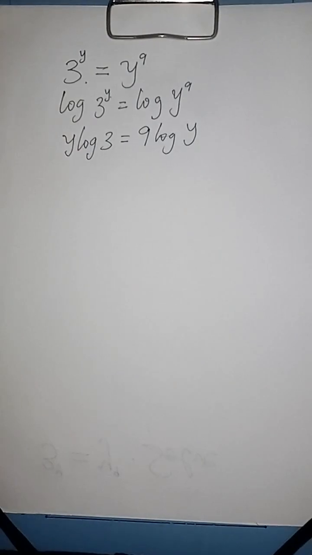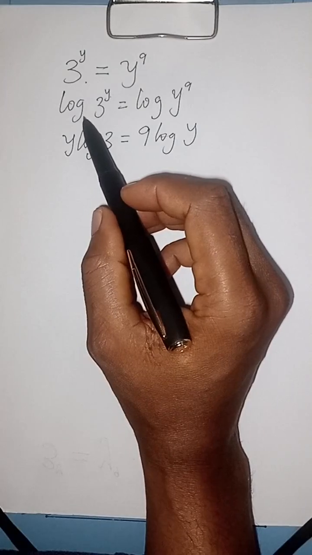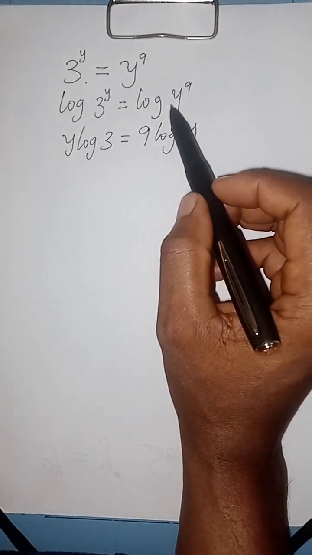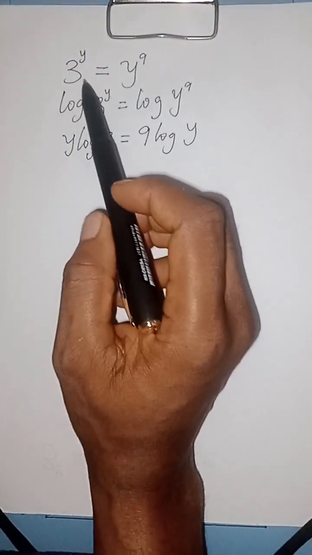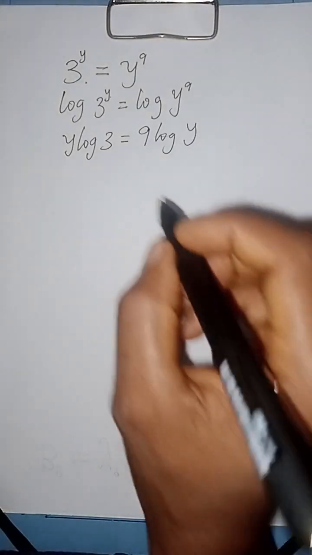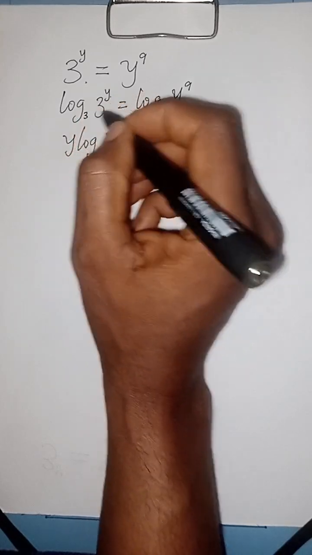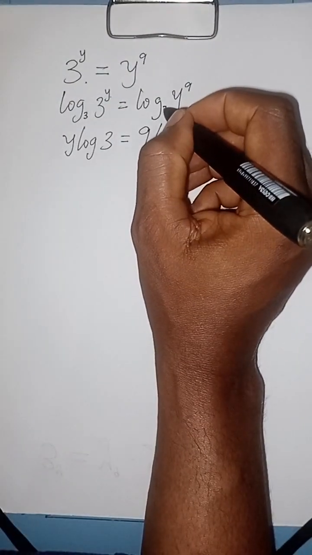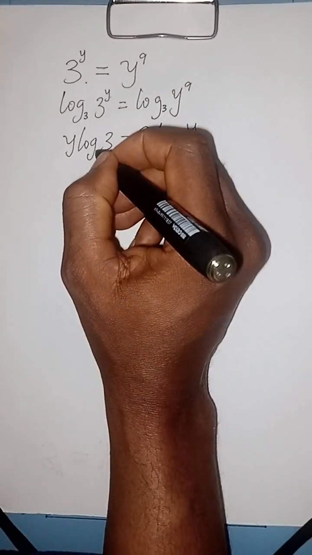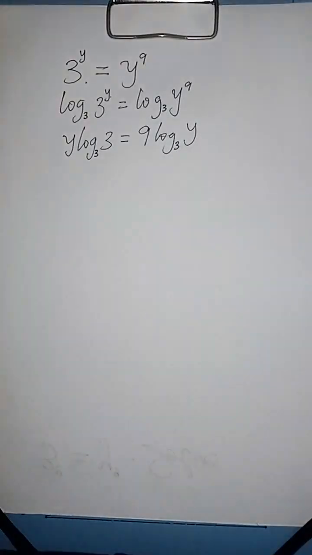Now, what I have here is actually in log 10. But if I check, you'll notice that the base here is 3. So I can decide to introduce base 3 to the logarithm instead of base 10. That way, it becomes easier for me to solve. So I have taken it from base 10 to base 3.